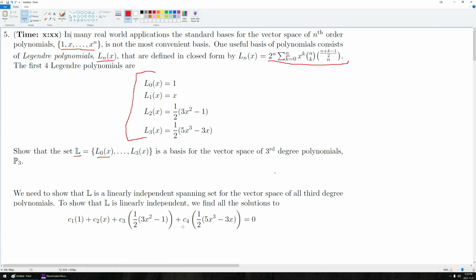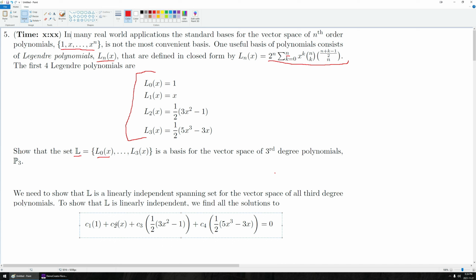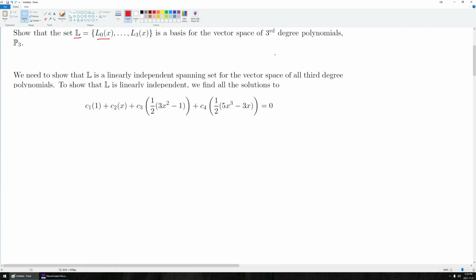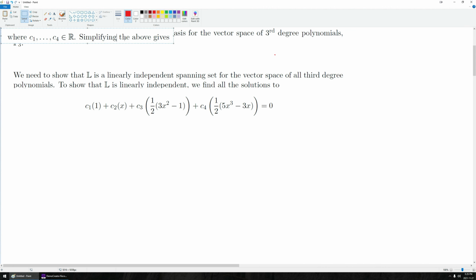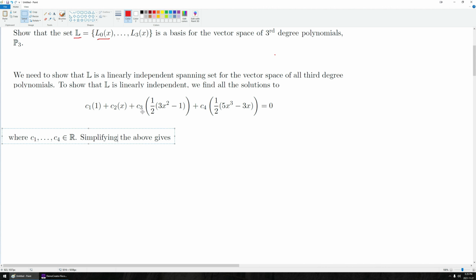So to be explicit, this thing here, C1, C2, C3, C4, are just going to be real numbers. I want to find a solution to this. Okay, so from here, this is just a big polynomial over here, right?